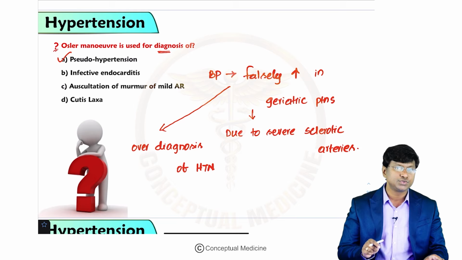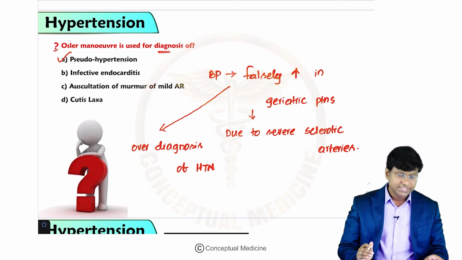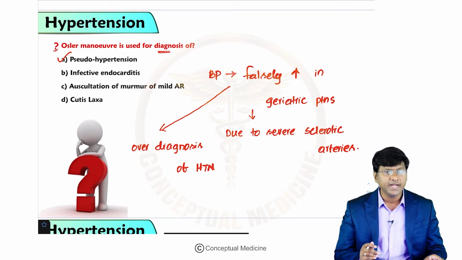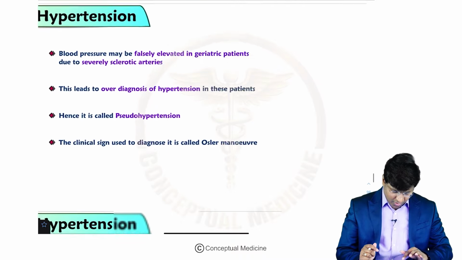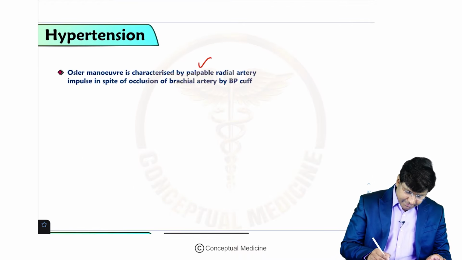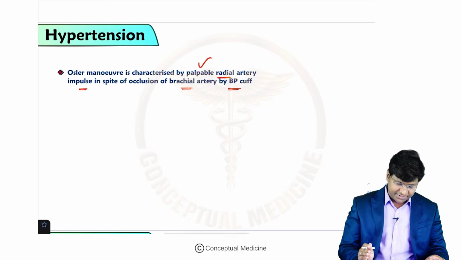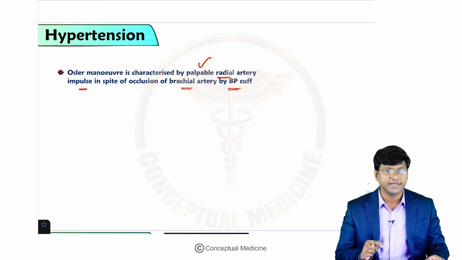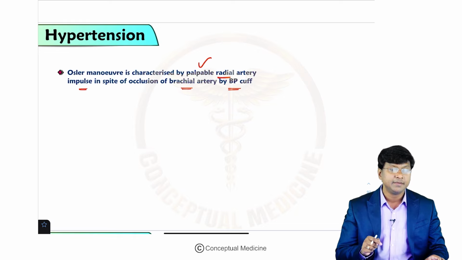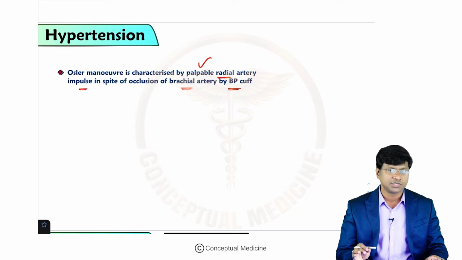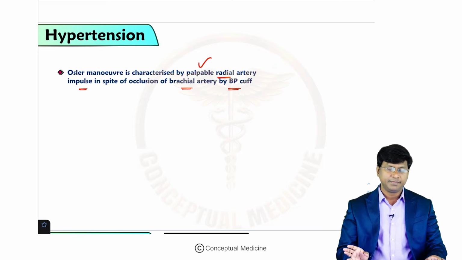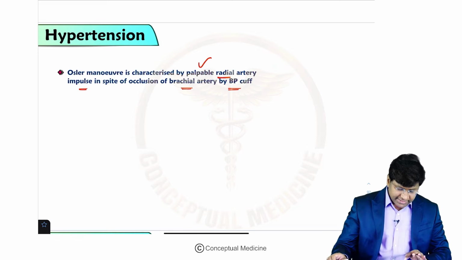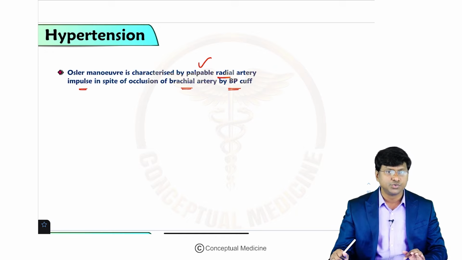And the clinical sign used to diagnose this pseudo hypertension is called the Osler's maneuver. How do you do the Osler's maneuver? Osler's maneuver is characterized by a palpable radial artery impulse in spite of occlusion of the brachial artery by the blood pressure cuff. That means you will be able to feel the radial artery pulsations in spite of occluding the brachial artery with the sphygmomanometer. That is called Osler's maneuver, which is used to diagnose pseudo hypertension.